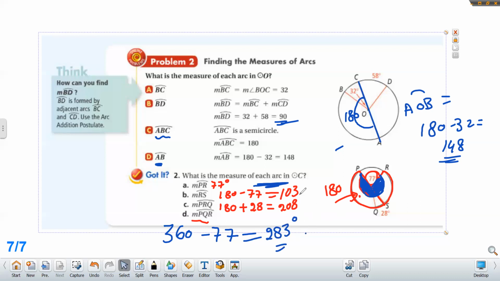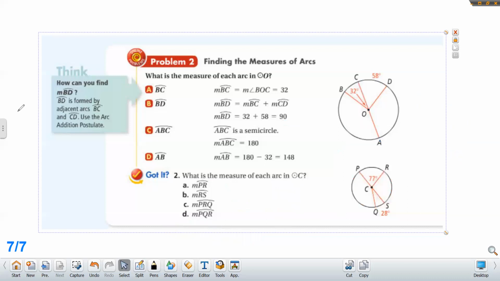I'm working at the moment with only degrees, right, guys? Not the arc length. Hopefully you understand this.